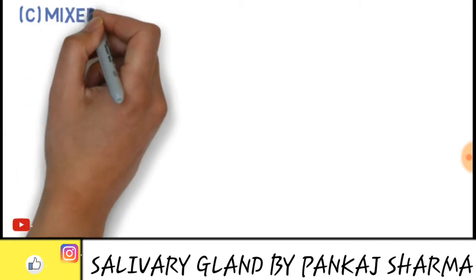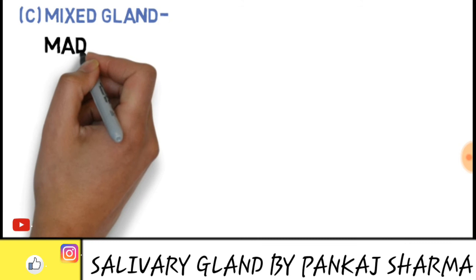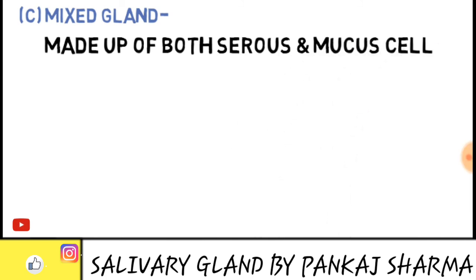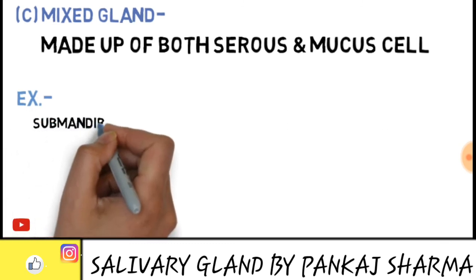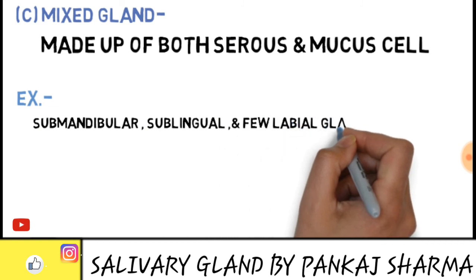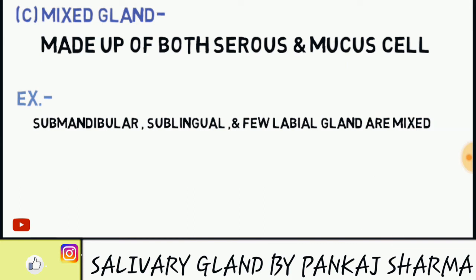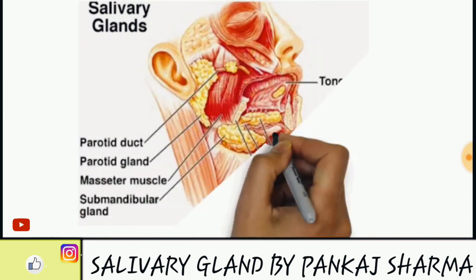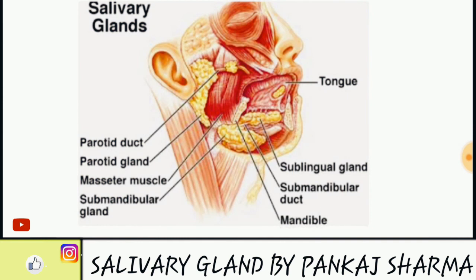Then mixed gland. It is made up of both serous and mucus cell. Examples of these are submandibular gland, sublingual gland, and few labial gland are mixed gland. This is a diagram showing various glands along with their ducts. This is a diagram showing salivary gland along with their ducts.